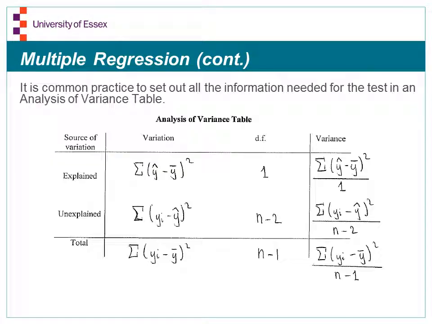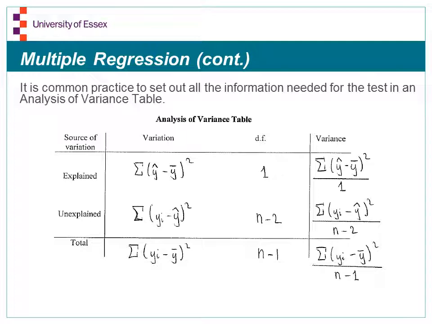As always, we would calculate an analysis of variance table for this. So there's our analysis of variance table, where we'd be looking at the explained versus unexplained variation. We're going to have the associated degrees of freedom and the variance calculations with them as well. And it's then up to us to carry out an F-test based upon this.